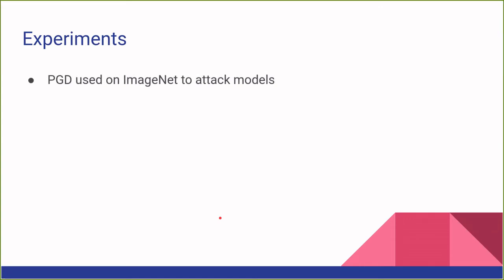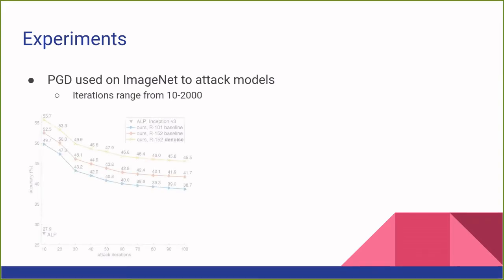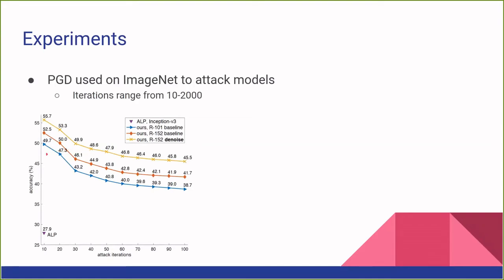So in experiments, they also use PGD on ImageNet to attack the models. Iterations range anywhere from 10 to 2000. So as we see in this figure, the baseline ResNet 101 is 49.7% accurate against the 10 iteration PGD attack. The 152 is 52.5%, and the ResNet 152 with the 4 denoising blocks is 55.7%.